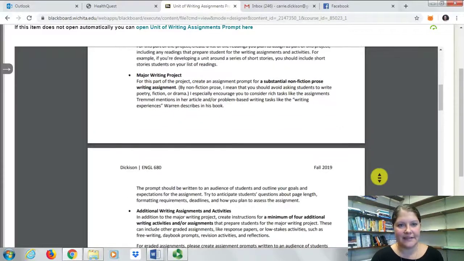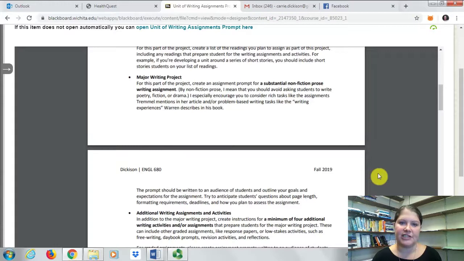The next piece of this is a major writing project. So as part of this sequence of assignments, you need to create a prompt for a substantial nonfiction prose writing assignment. And by nonfiction prose, I mean that you should avoid asking students to write poetry, fiction, or drama. The focus of this class is on composition, not creative writing, so I want you to focus this unit around a composition assignment.